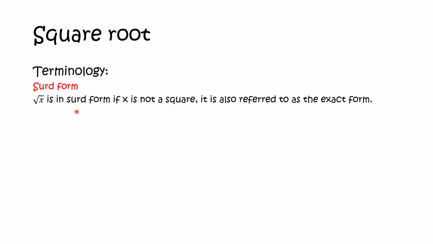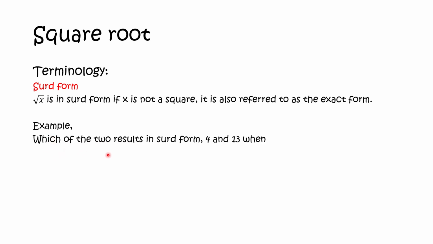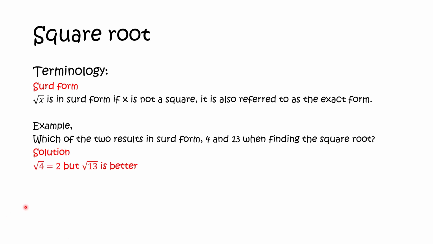Going back to our terminology, the surd form. Root x is the surd form if x is not a square. It is also referred to as the exact form in some questions or some examples. Now let's look at another example. Which of the two results in surd form, 4 and 13, when finding the square root? Of course, the solution. Root 4 would give us a 2, but root 13 is better left in surd form. Otherwise, the answer is not exact.